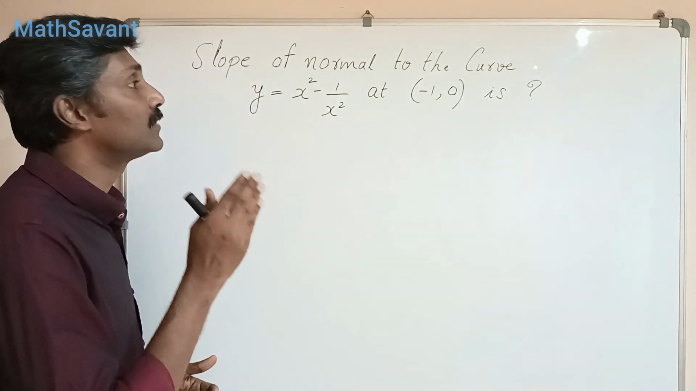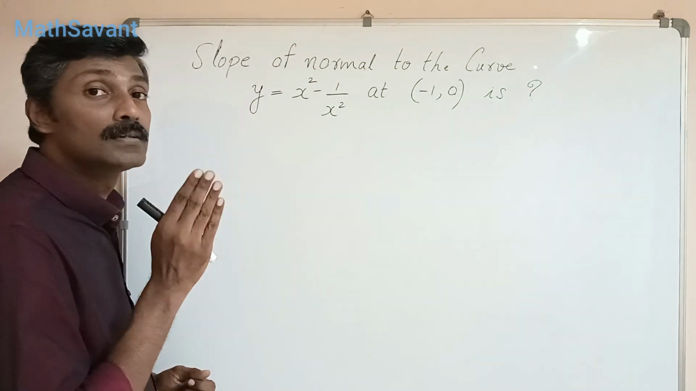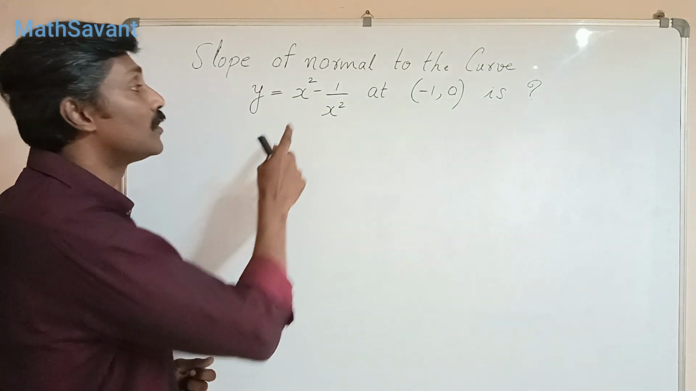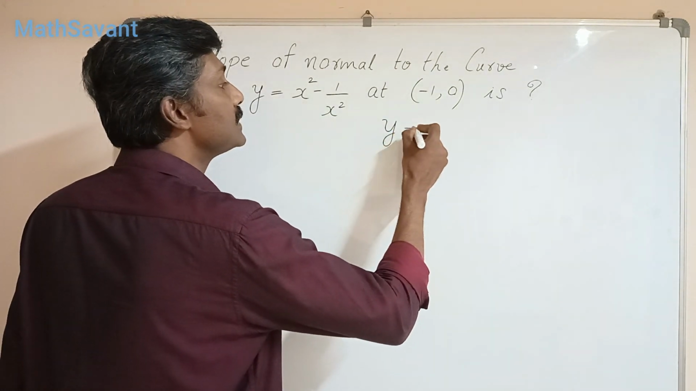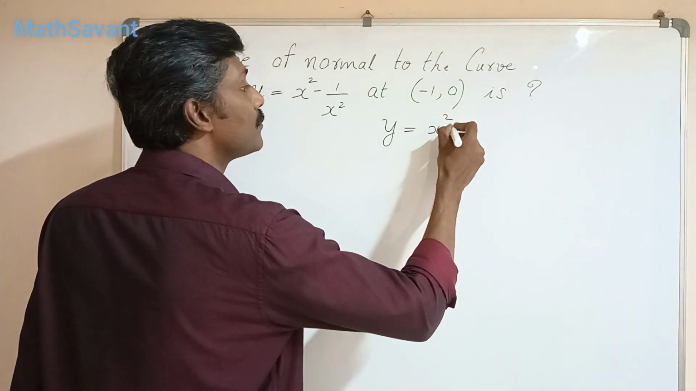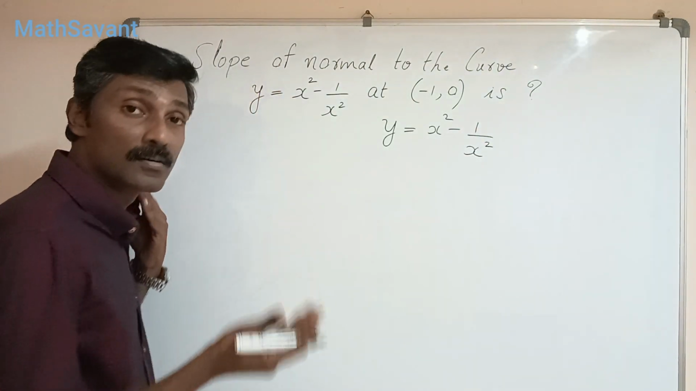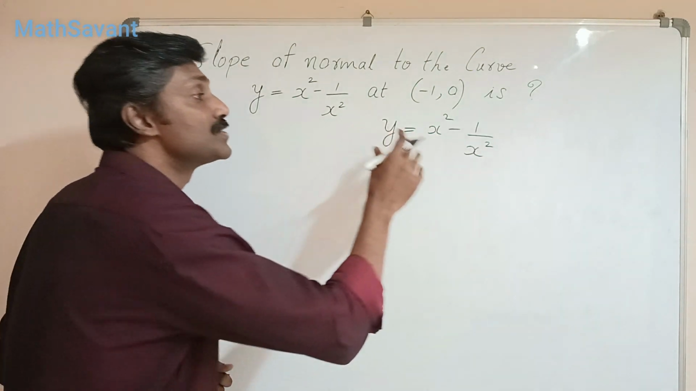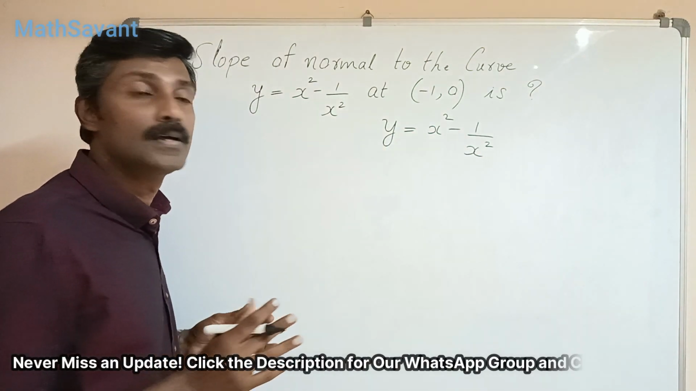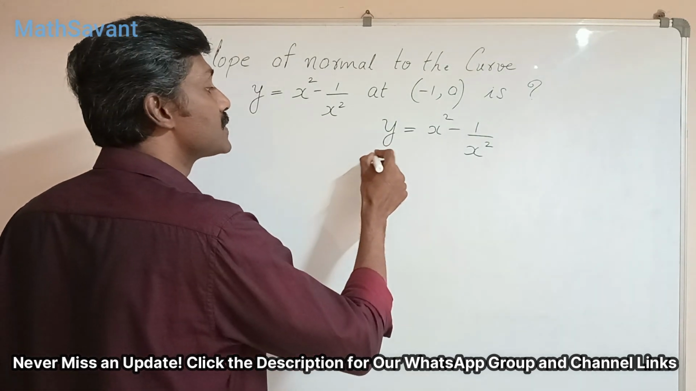So the first thing that we need to do is to find out the slope of the tangent of this curve. So let me write down this curve once again. Y is given as x square minus 1 by x square. So this is the given curve. Now, what is the slope of the tangent to this curve? It is nothing but dy by dx. So let's find out what is dy by dx.